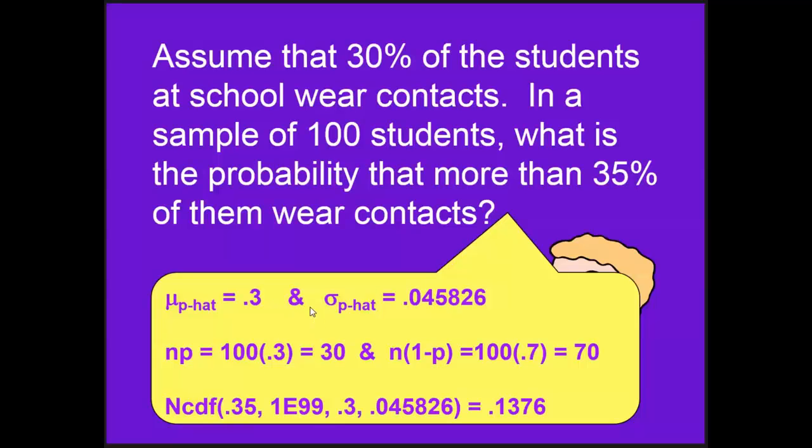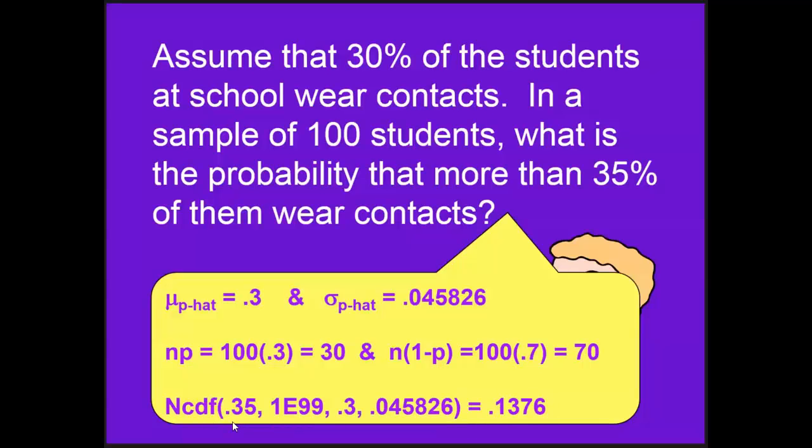The standard deviation is the square root of 0.3 times 0.7 divided by 100. So we get that number there. Assumptions are fine. We have a large enough sample, so I can go ahead and use a normal model to approximate our probability.